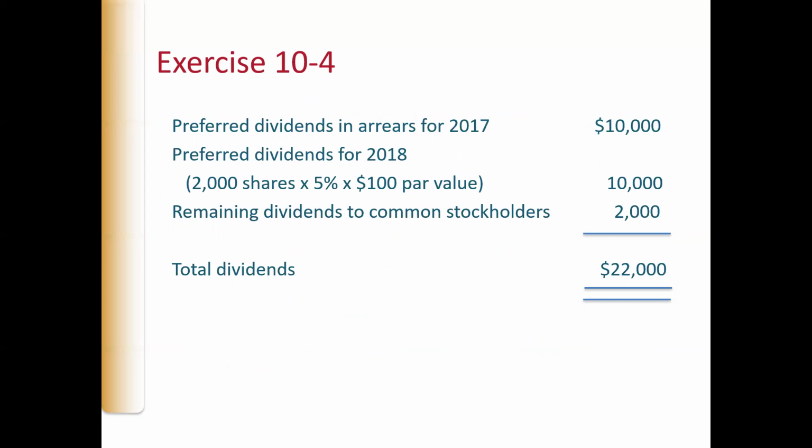So you first look at the dividends that should have been paid to the preferred shareholders in 17 but weren't, which is 10,000. Then you look at what should be paid in 18. 2,000 shares at 5% times $100 par value, another 10,000. So if the company is paying $22,000 in dividends, 20 of them are going to be paid to the preferred shareholders, and the difference, the 2,000, will be paid to the common shareholders. Okay?